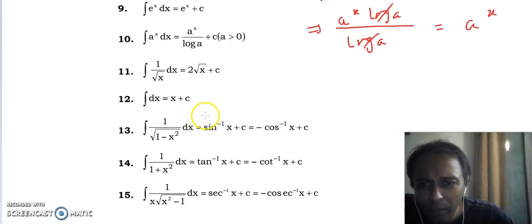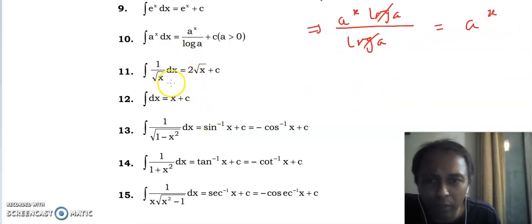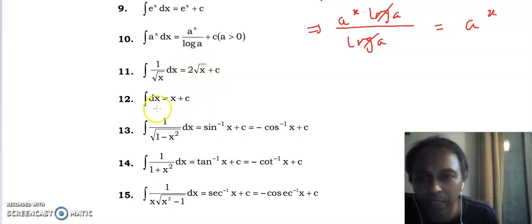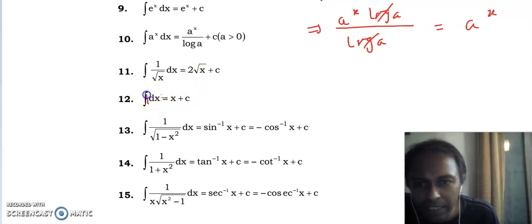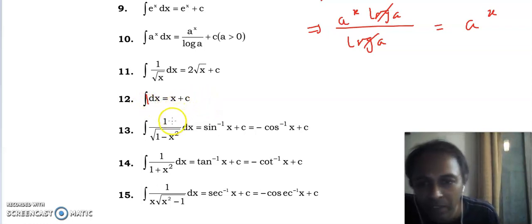Remaining, 1 upon root x can be easily learned with the x raised to n formula. Students are advised to memorize this as it comes frequently. Integral dx or integral 1 dx is equal to x plus c, as x's derivative is 1, so the integral of 1 is x.